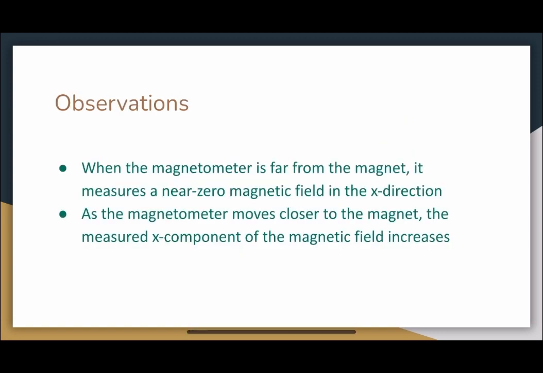I observed that when the magnetometer is far away from the magnet, it measures a magnetic field value that is almost 0 in the x direction. Additionally, as the magnetometer moves closer to the magnet, the measured x component of the magnetic field increases.